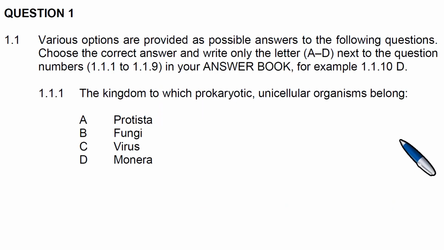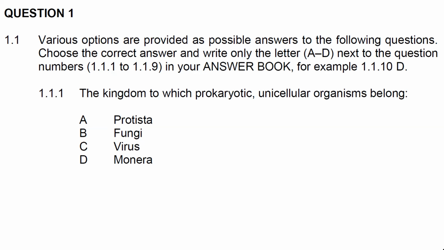Right. So, as part of your preparation for the life sciences exam, paper 2, it is very important to note that you'll have both multiple choice and essay type questions, and questions where you will be expected to describe certain phenomena. Right. So there are various options that are provided as possible answers to the following questions. Choose the correct answer and write only the letter A to D next to the question numbers 1.1.1 to 1.1.9 in your answer book.